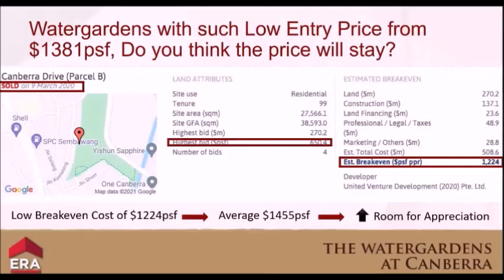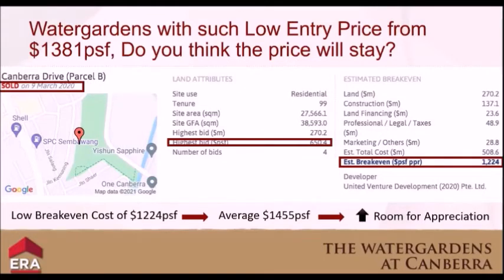Why is it that Watergarden can offer such a low entry price from 1381 PSF? Okay, this is because the land was bidded in March 2020 at $650 per square feet per plot ratio. That makes a break-even price of $1,224 per square feet per plot ratio. And even though our average PSF stands at 1455 PSF, we still have a lot of room to grow.